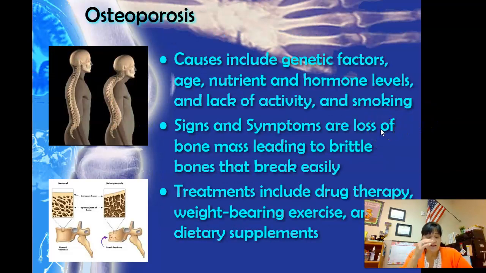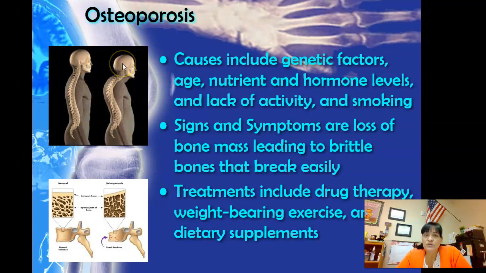Then this is not on your notes. You need to definitely add this in. So add this in under sprain. So add an E after. Osteoporosis. So this could include genetic factors, age, nutrient and hormone levels, a lack of activity, and even smoking can lead to osteoporosis. So signs and symptoms are loss of your bone mass leading to brittle bones that will break easily. The treatments can include therapy, drug therapy, weight-bearing exercises, and dietary supplements.